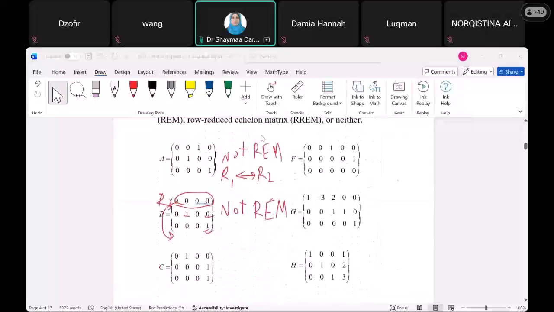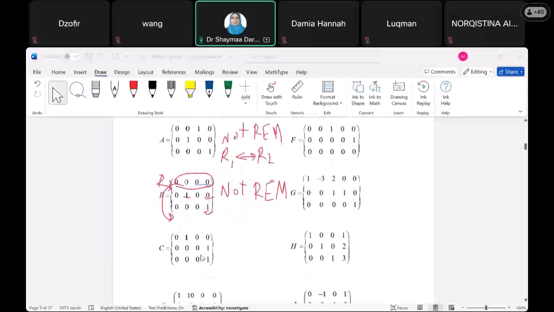So this is not a row echelon matrix. You need to replace. Make this one R1, this one R2, this one R3. So you need to change R1, R2 by R3 first, then another switch between R2 and R3 again. So this will become the first, this is the second, this is the third.